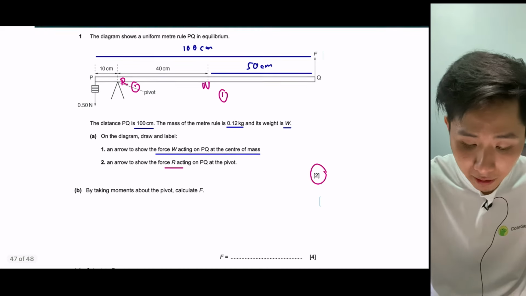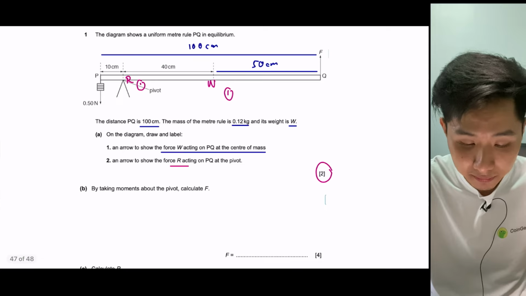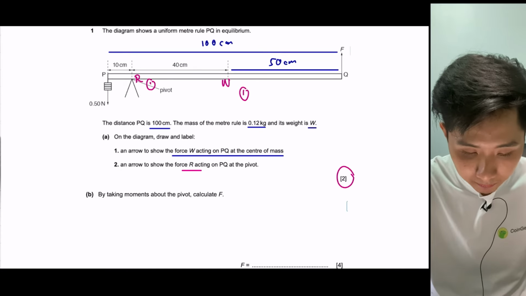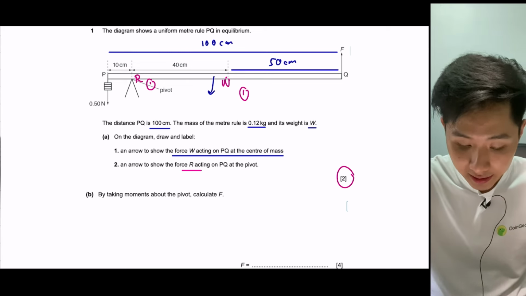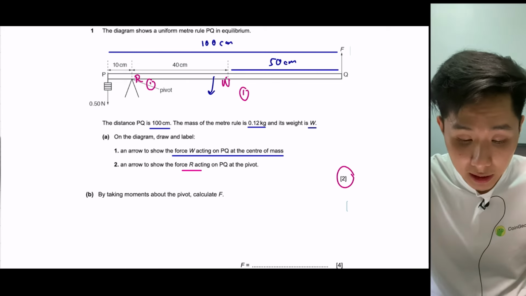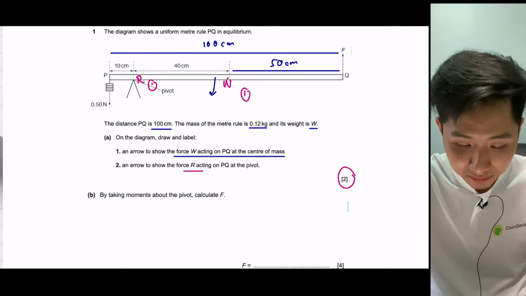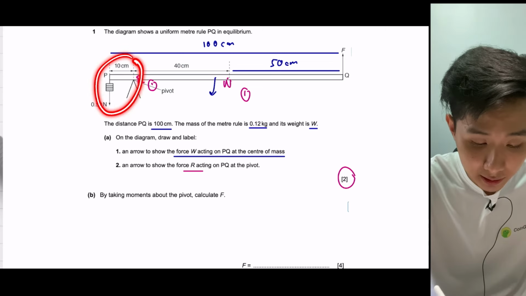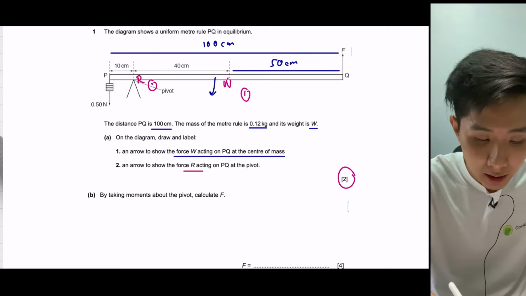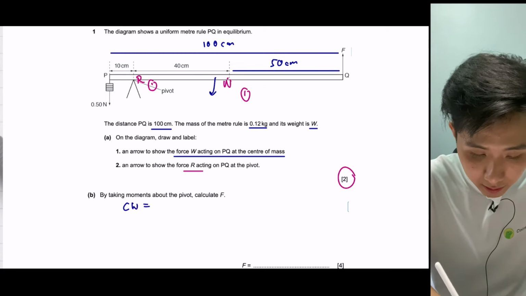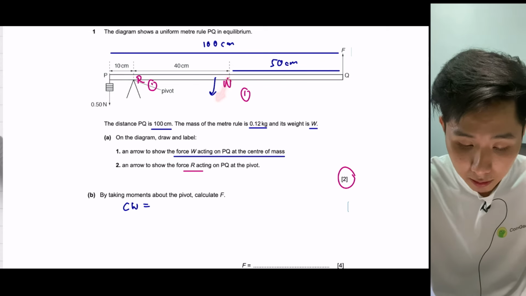Now, we have answered the first question. By taking moments about the pivot, calculate what is F. All right, so now we need to calculate what is F. In order to do that, again, we need to let the clockwise moment be equal to the anti-clockwise moment. But first, let's calculate what we have. So we have three forces here. 1, 2 acted by the rod, and also 3. So the clockwise moment will be the only one here, which is acted by the center of gravity.